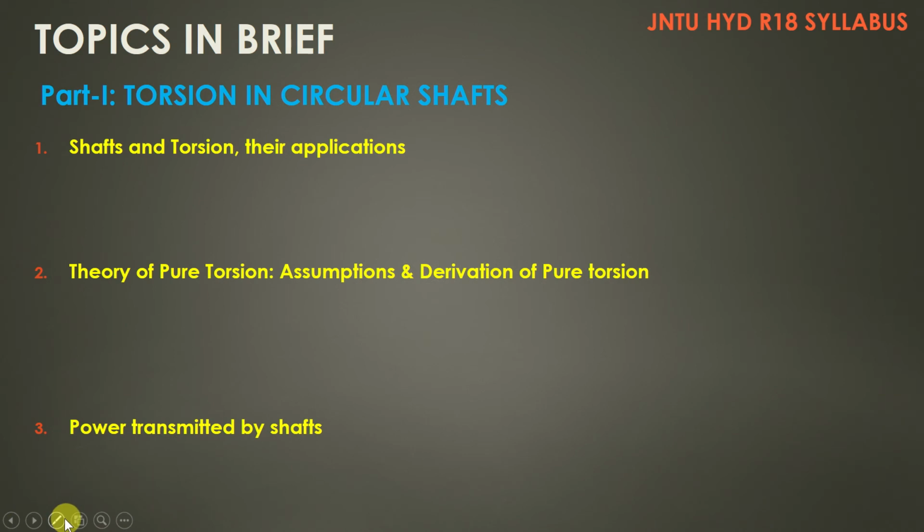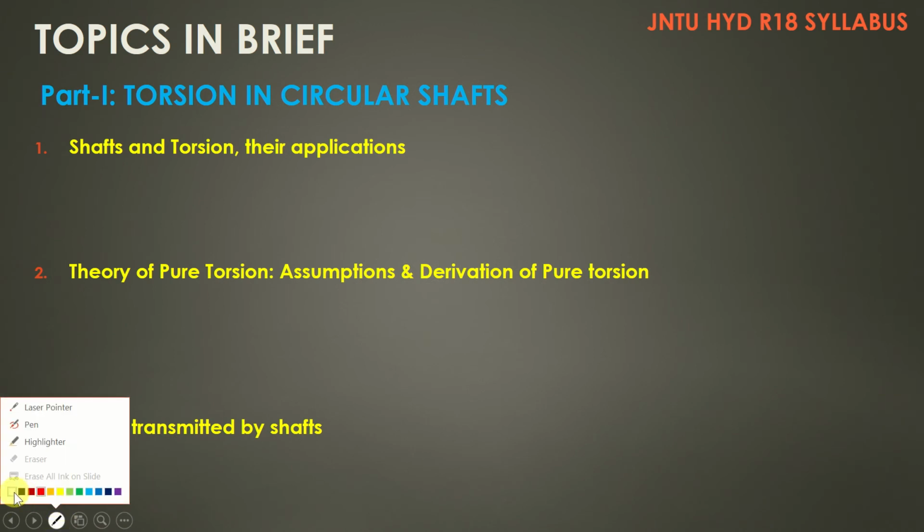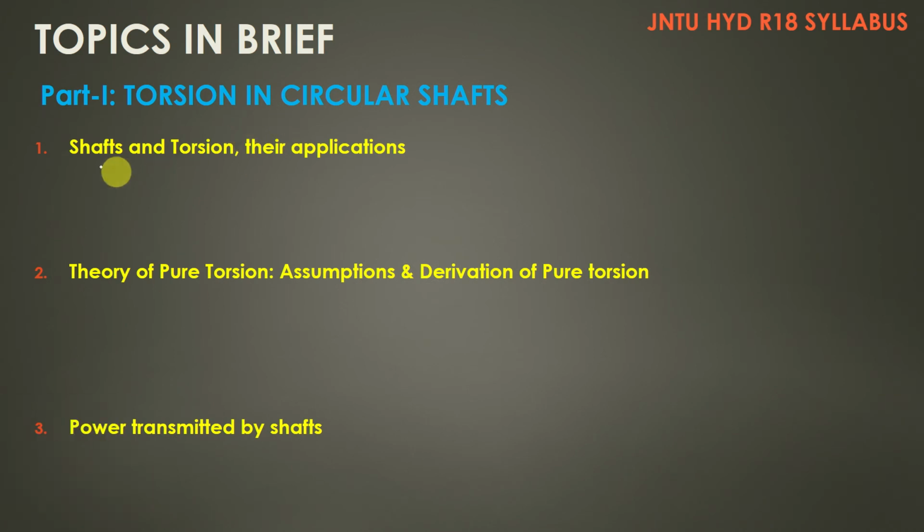So in the first unit, we have two parts. One is torsion in circular shafts, another one is about springs. So in the first part, the first topic will be the shafts and torsion. We have another video exclusively on the torsion concept and derivation of pure torsion, derivation of the torsion equation. I will be sharing the link at the end of the video. Please watch that. You will understand it better with the practical applications.